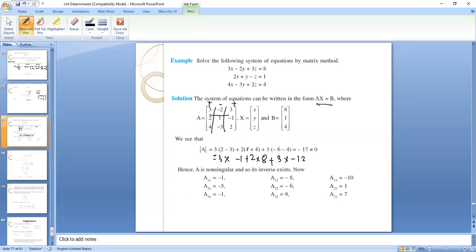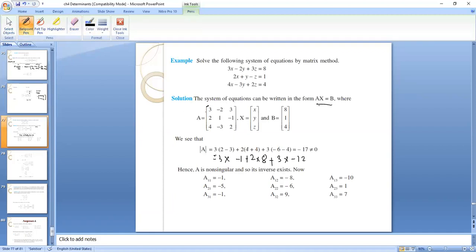Minus 17 is not equal to 0. Therefore, A determinant is not equal to 0. If A determinant is not equal to 0, A is non-singular and its A inverse exists. So we will be finding the inverse. For finding the inverse, we will find all the cofactors, right? One by one, we will find all the cofactors.